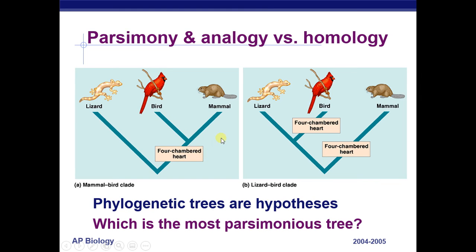We need to remember that these phylogenetic trees are hypotheses. So if we look at these, let's think which is the most parsimonious tree? Well, look at the one on the right. The trait of having a four-chambered heart needed to evolve two separate times in mammals and in birds, whereas on the left, a four-chambered heart needed to evolve once in the common ancestor of mammals and birds. So A would be the most parsimonious tree. Simplest explanation.